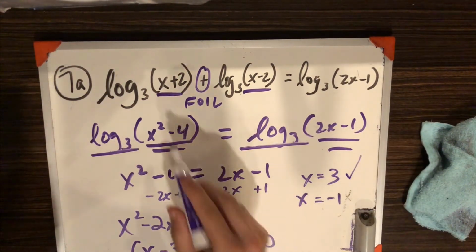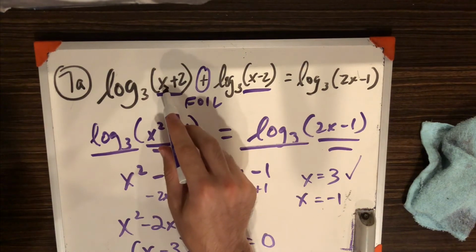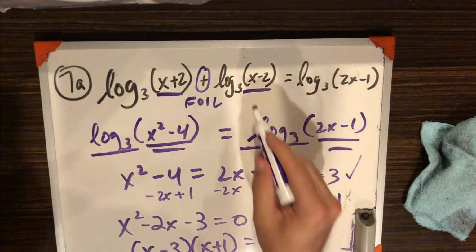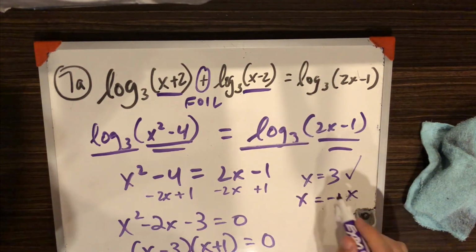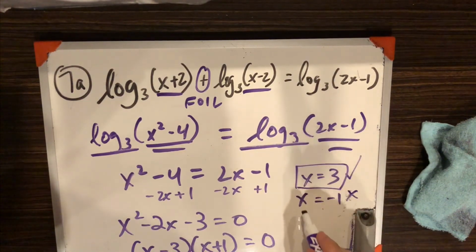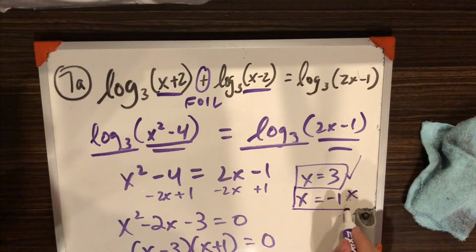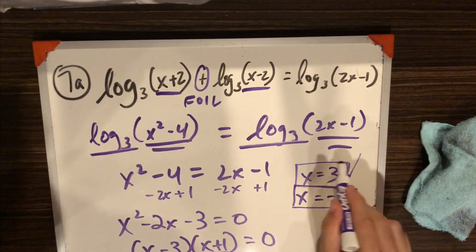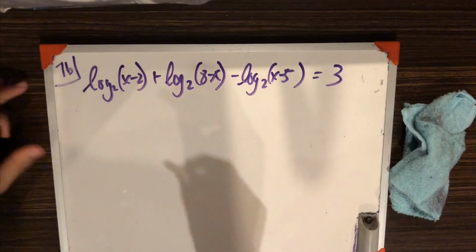If I'm plugging in negative 1 here, well, negative 1 plus 2, that's a positive 1, that works. Negative 1 minus 2, well, that's a negative 3, that cannot work. So this is the one that's defined. This is the one that's undefined. Okay, so really your only answer here is x is equal to 3. Alright, 7b.